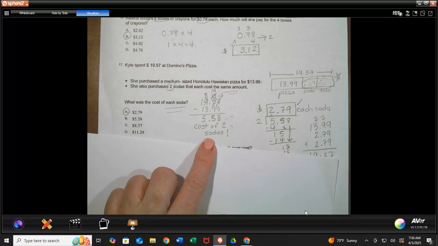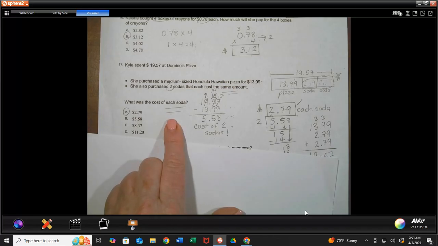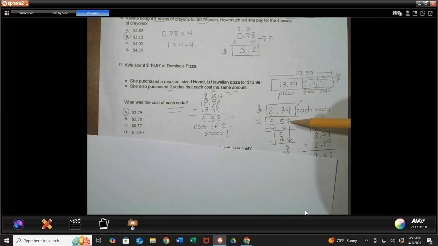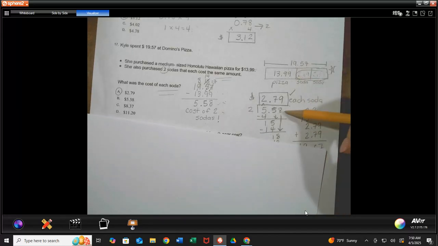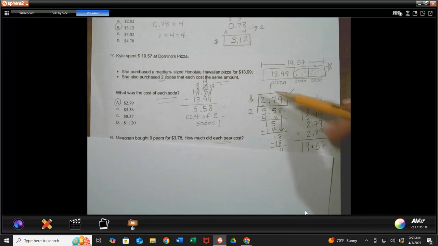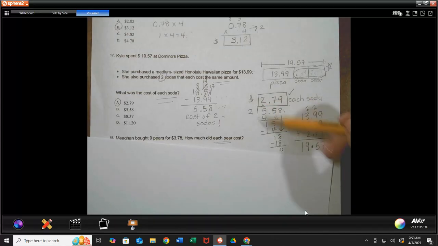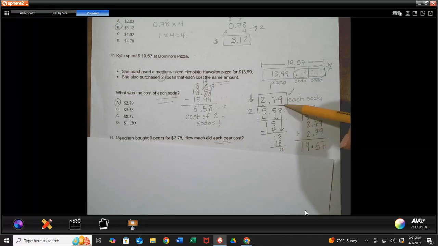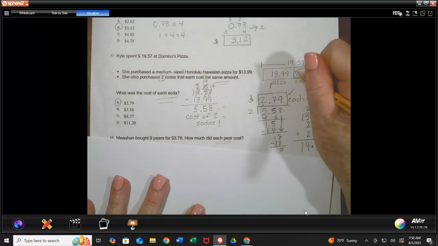Cost of 2 sodas. Now I know that I need to keep going because the question is, what is the cost of each soda? So she bought 2 sodas. So I'm going to divide the total cost of 2 sodas by 2 to get the cost of each soda. This is a decimal division problem with a decimal in the dividend. All I have to do is pop it up. When I start dividing, I'm starting in the ones place. I don't have to do anything. This problem ends with a 0 remainder. $2.79 is what I think is the cost of each soda.